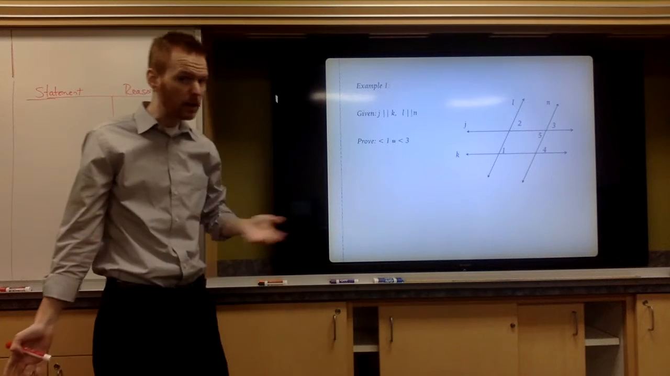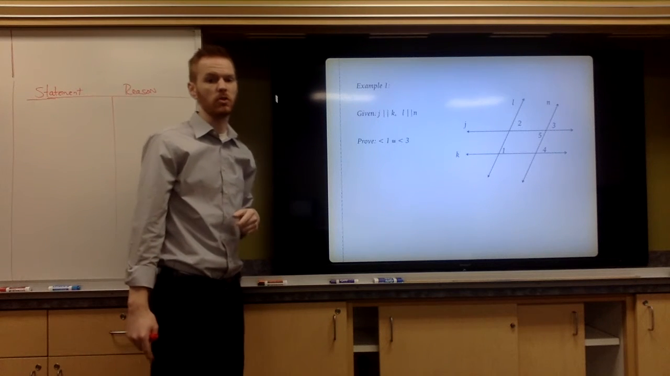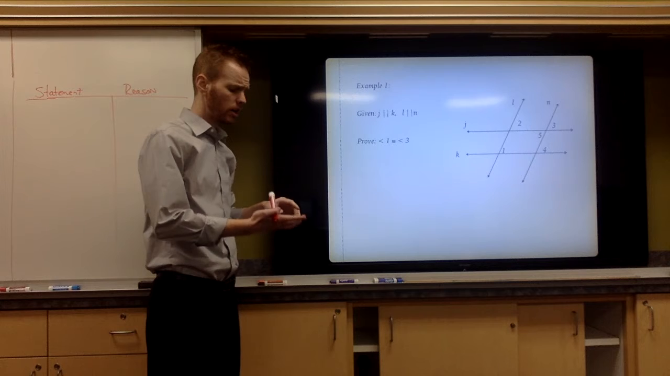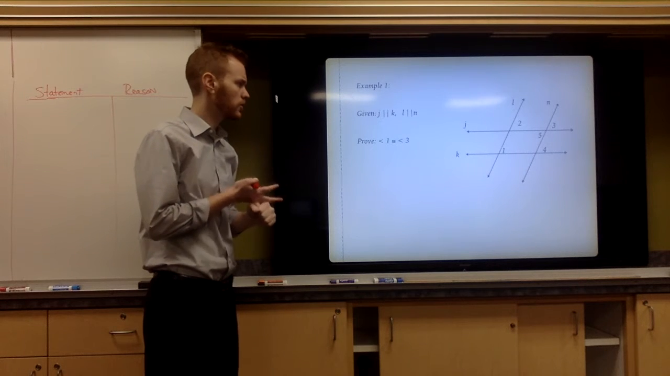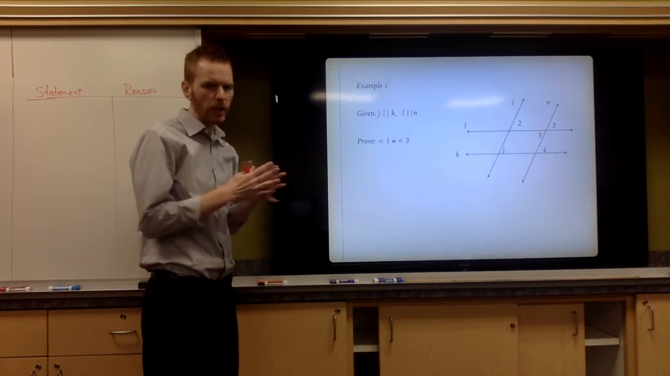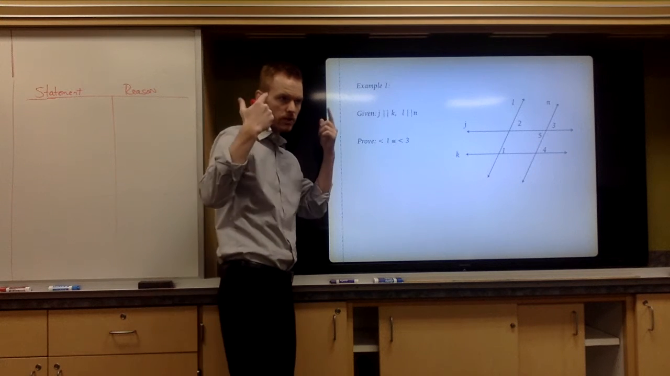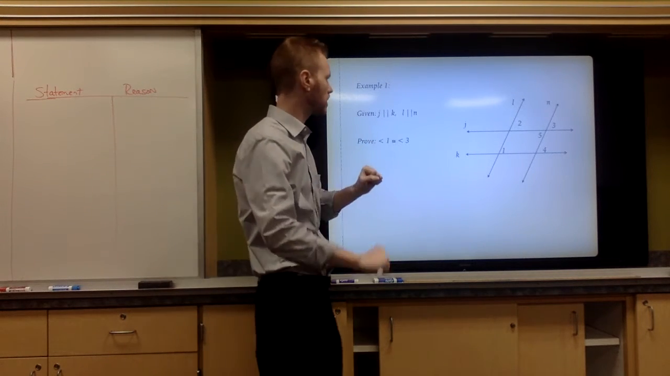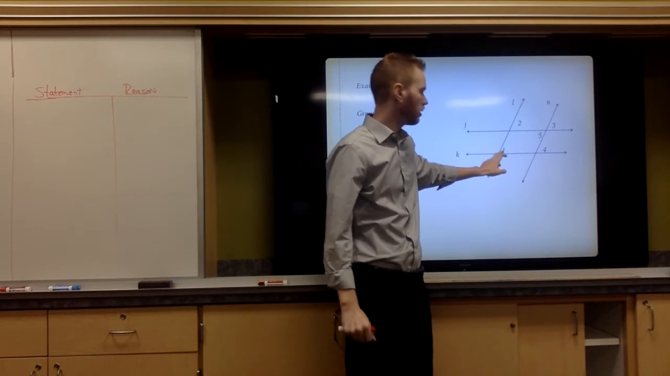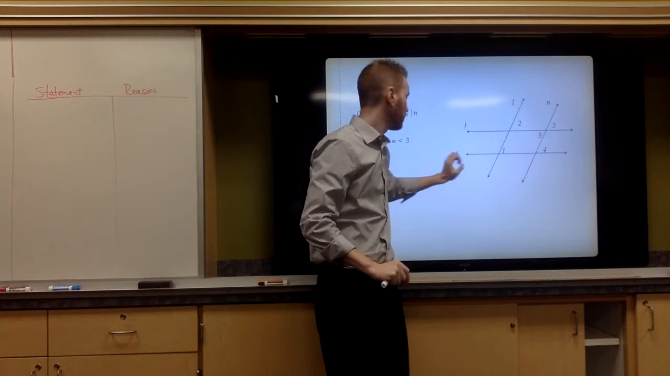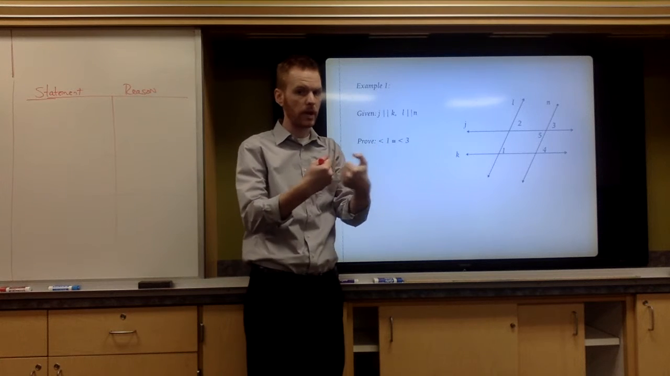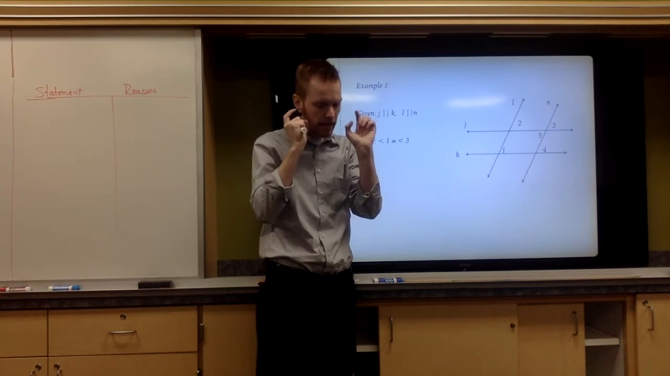Currently, there's no angle relationship that says 1 is congruent to 3. They're not corresponding; they're alternate interior, alternate exterior. So we have to make that connection. Let's plan this out first. What I can see here, and remember the goal is to find an angle that 1 and 3 both have in common. Keep that in mind.